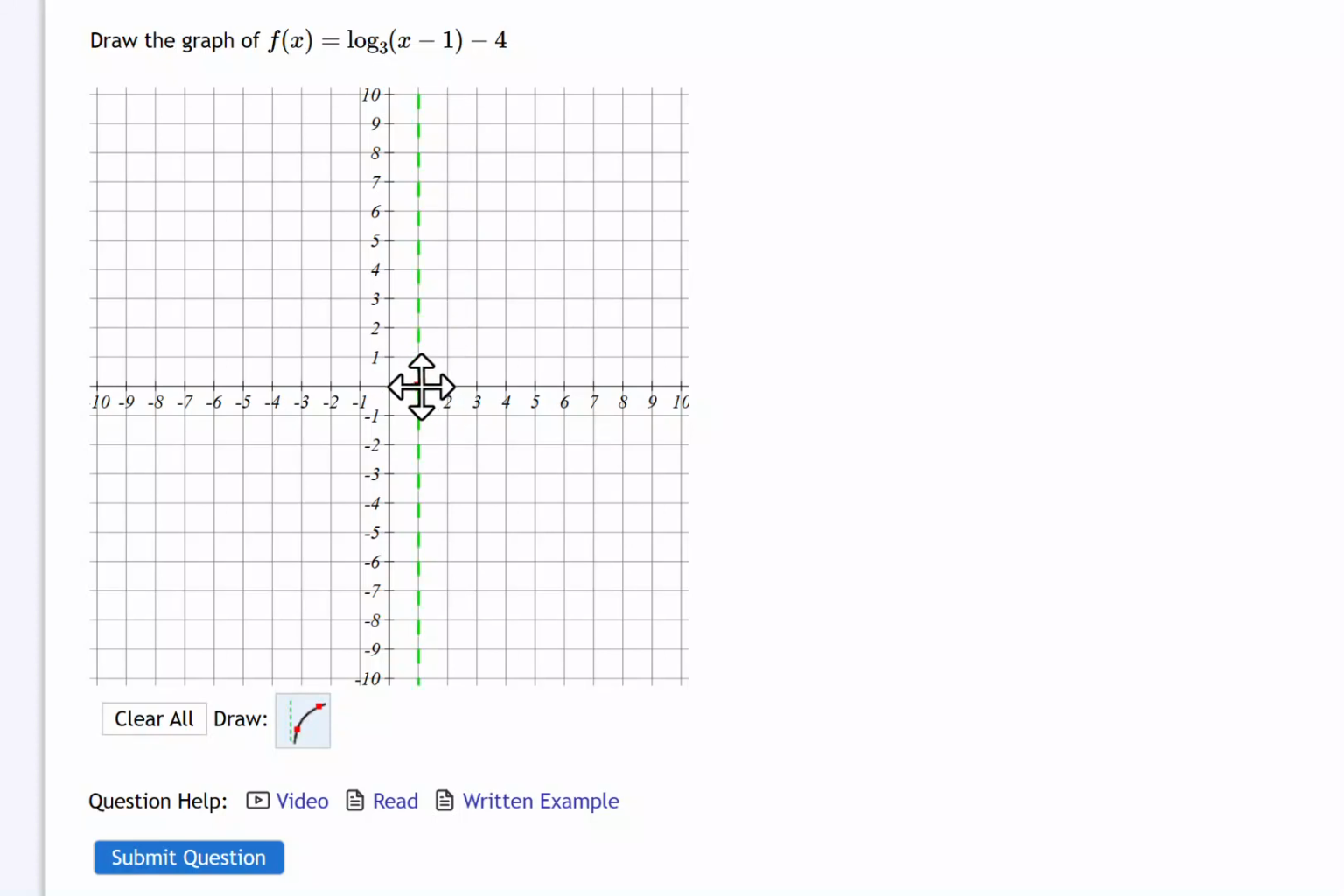I go to the point (1, 0), which is usually my x-intercept, but now I think I moved 1 to the right and 1, 2, 3, 4 down. That's where I put my first point. For my second point, I think about the base of 3, which says I would usually include the point (3, 1). But now that point moves 1 to the right, and then 1, 2, 3, 4 down. Once I have my second point in place, I can see the dots are connected, and I hit submit.